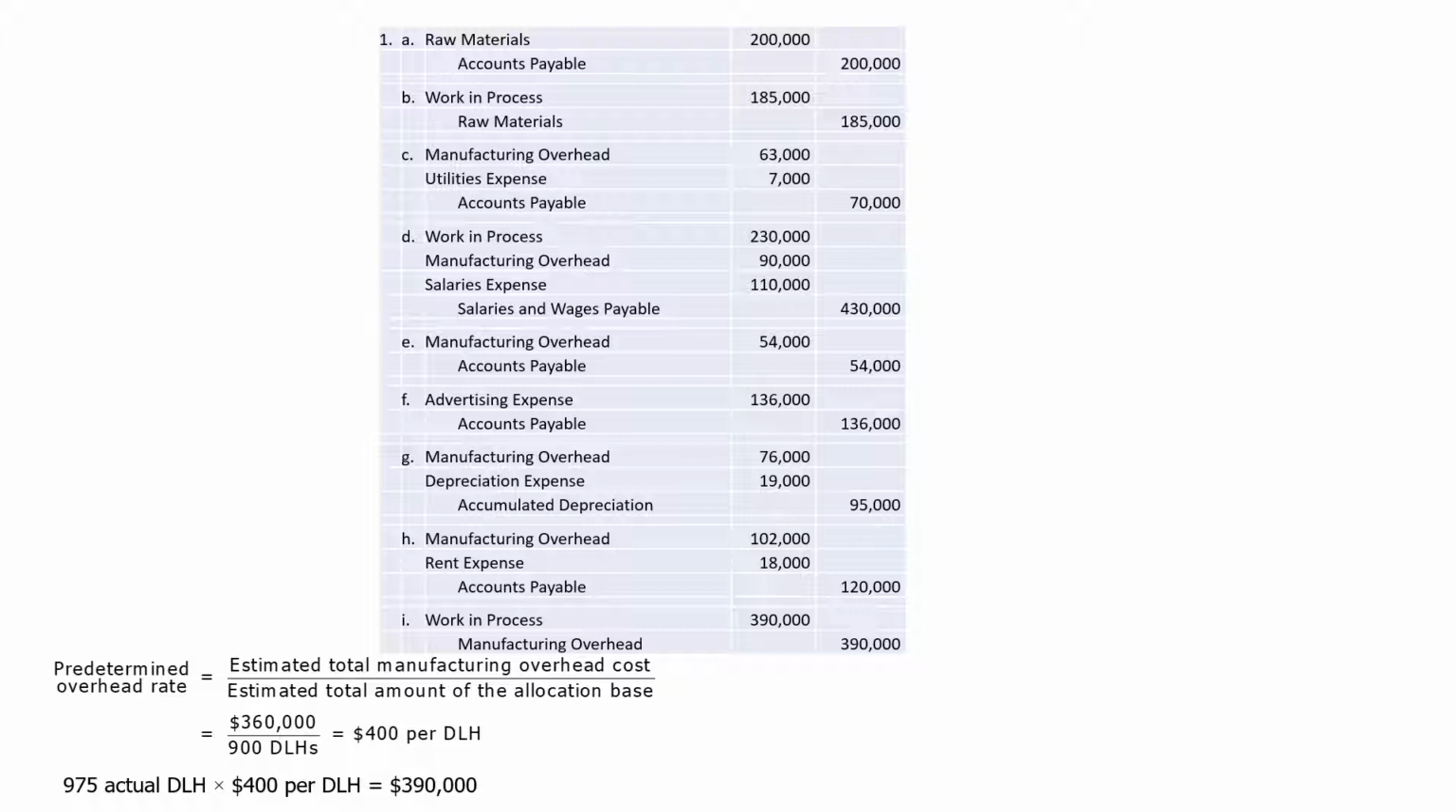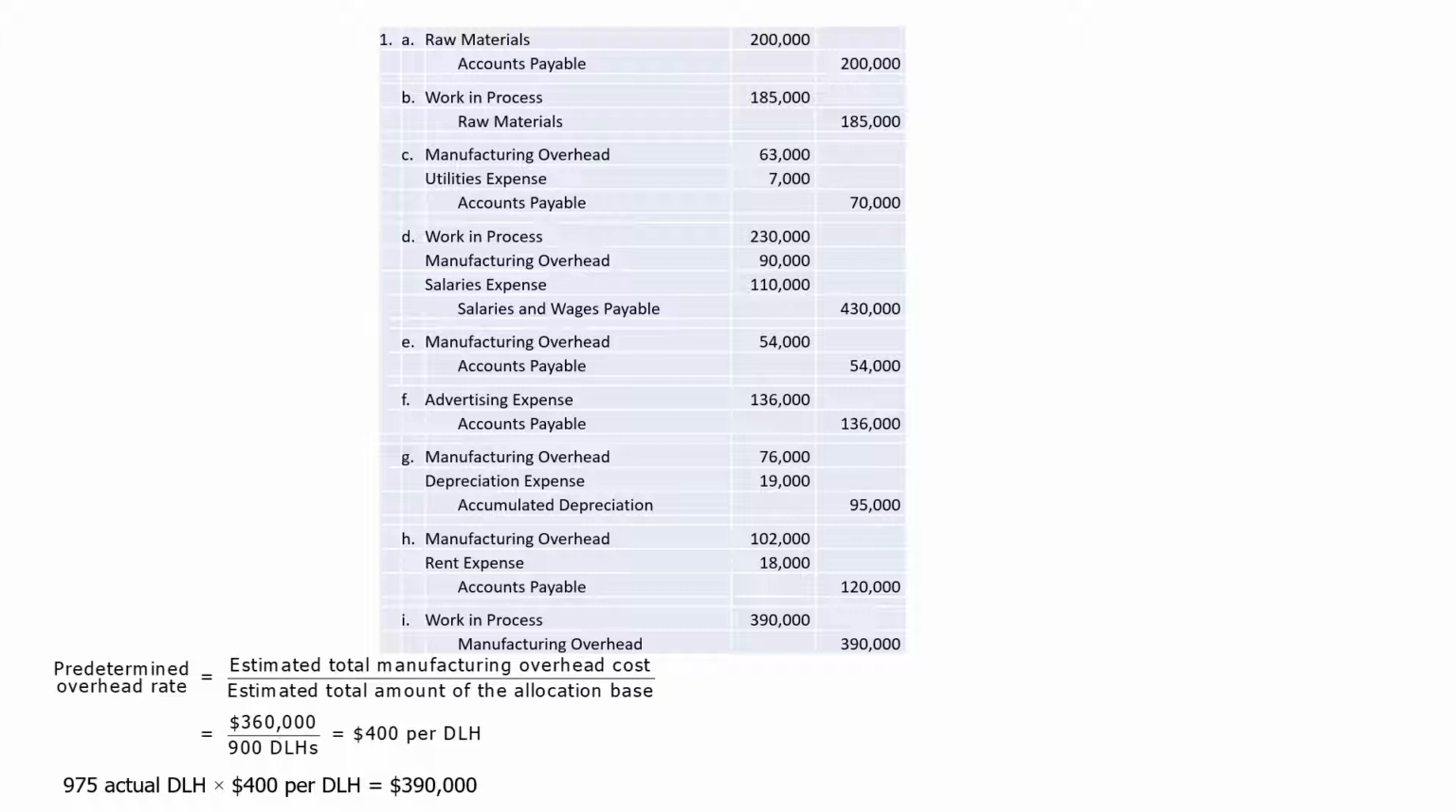Salary and wage costs were incurred. Direct labor, 975 hours, $230,000. Indirect labor, $90,000. And selling and administrative salaries, $110,000. Well, you will debit the work in process inventory account for the amount of direct labor for the production process, $230,000. You'll debit manufacturing overhead, the $90,000, because it's actual cost of overhead. And then debit salaries expense, $110,000, because that's just a normal expense. Doesn't have anything to do with the production process. Credit salaries and wages payable for the total amount of $430,000.